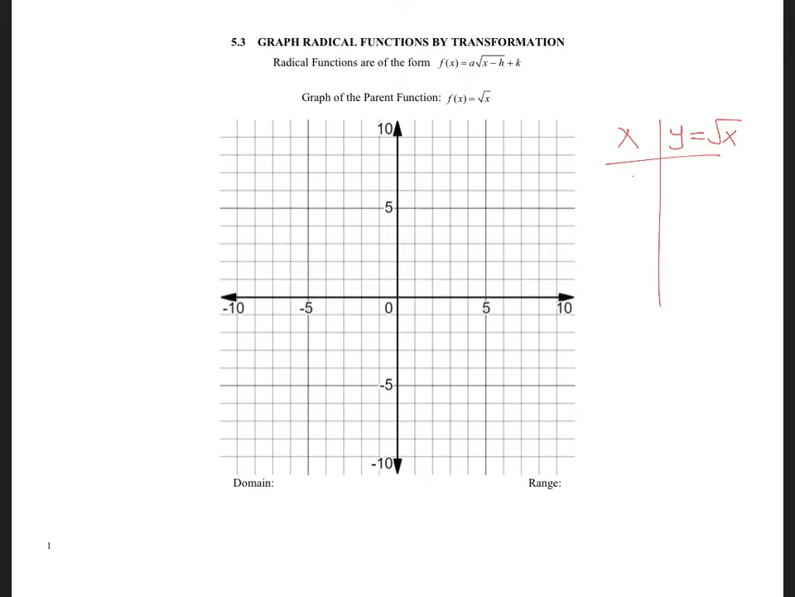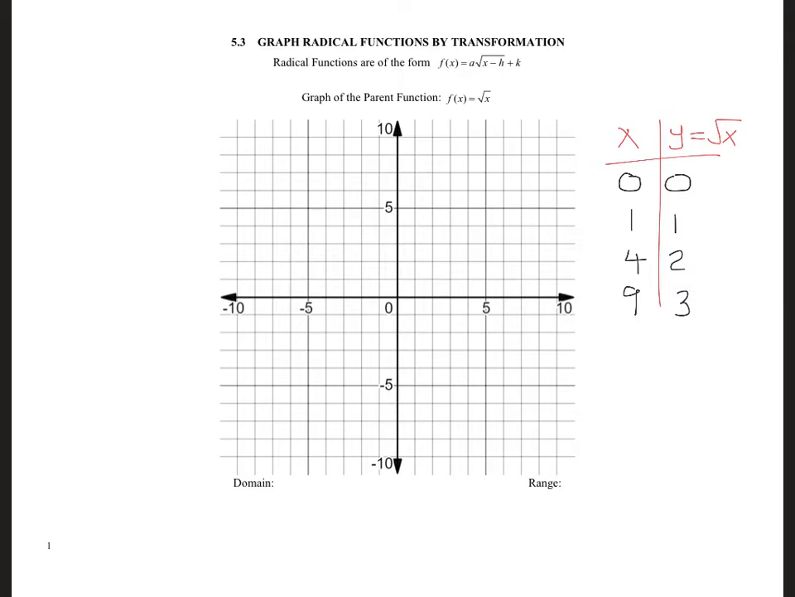So I'll start at 0. Square root of 0 is 0. Square root of 1 is 1. Square root of 4 is 2. Square root of 9 is 3. And I could use other numbers like 3, 5, only that they'll give me decimals, which is okay, but I'll just use perfect squares because they fit perfectly in this graph.